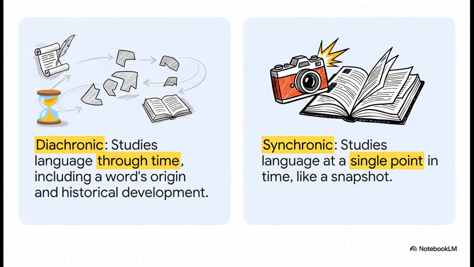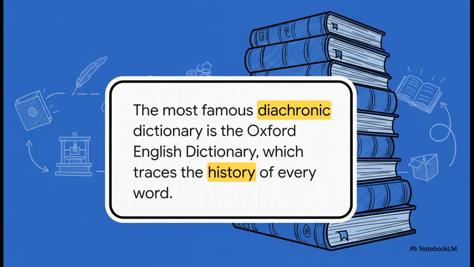On the flip side, a synchronic dictionary is like a snapshot. It captures the language at one specific moment, freezing it in time, whether that's right now or some point in the past. And the most famous diachronic dictionary, the absolute king of them all, is the Oxford English Dictionary. The OED is amazing because it doesn't just give you a definition. It gives you the full biography of a word, tracing its history all the way back.